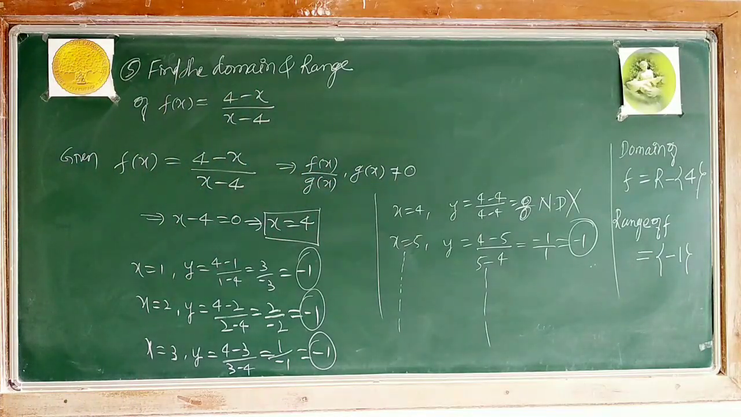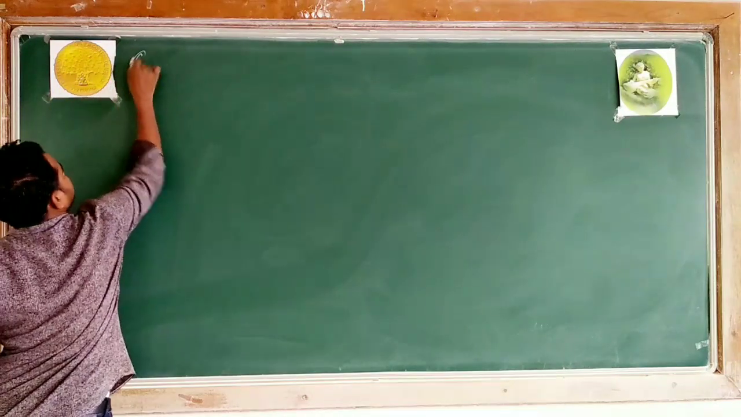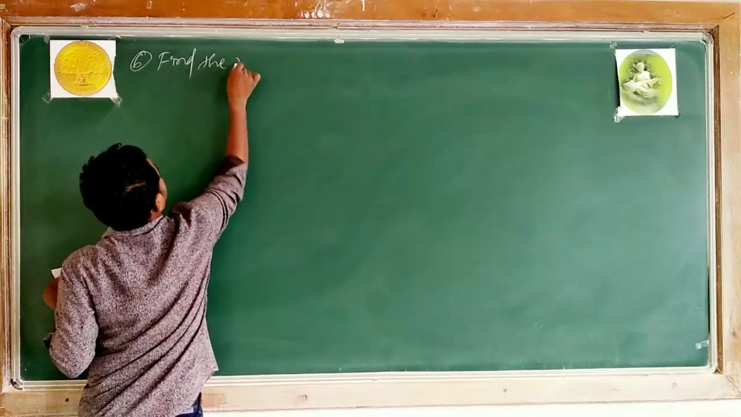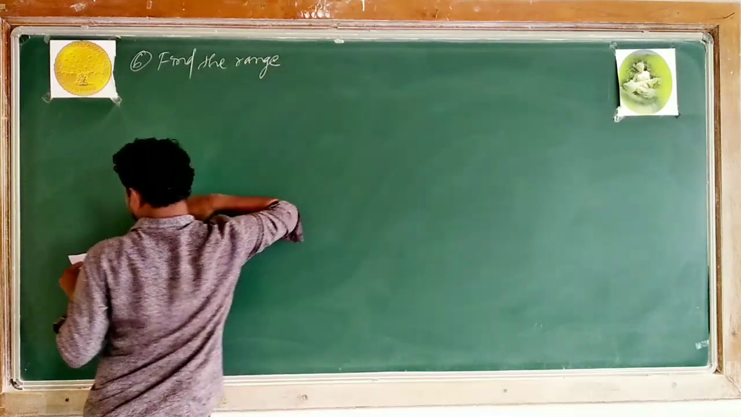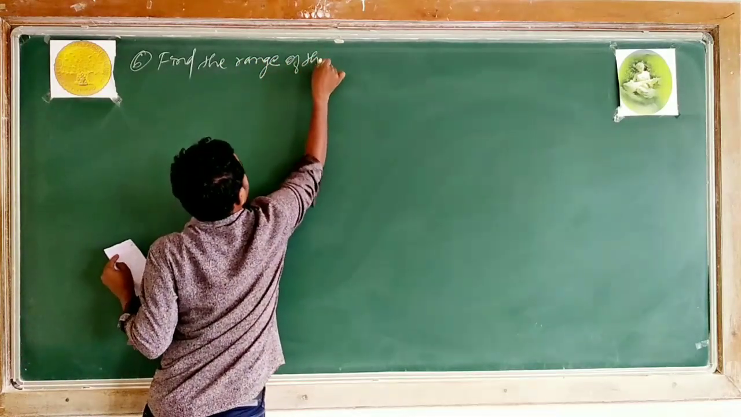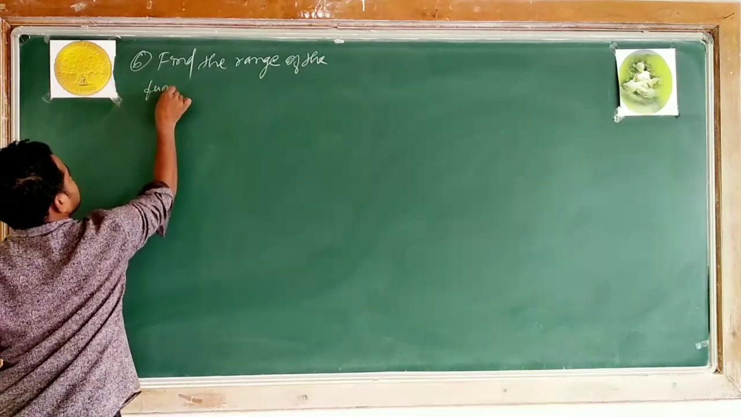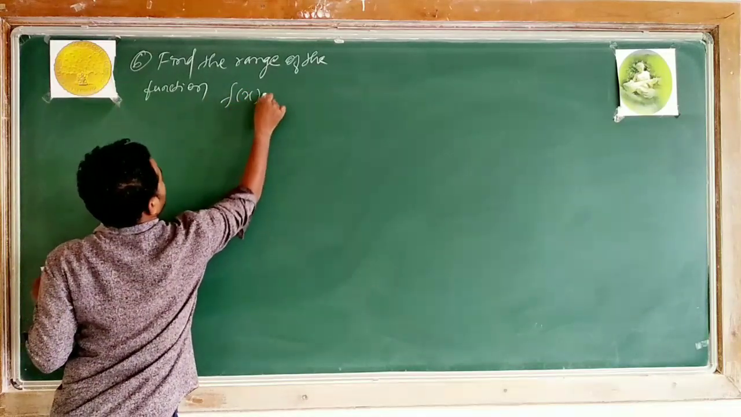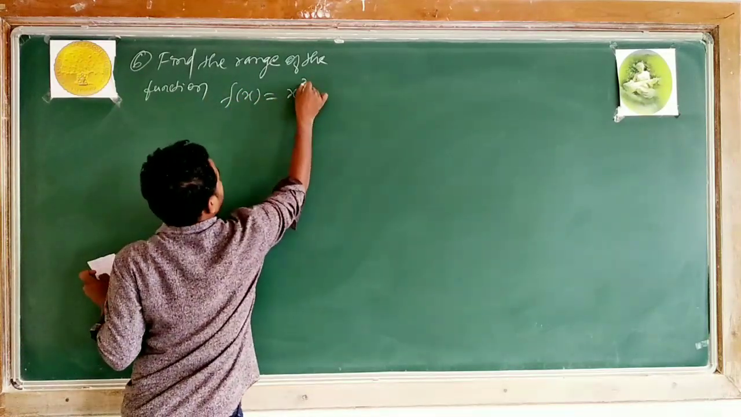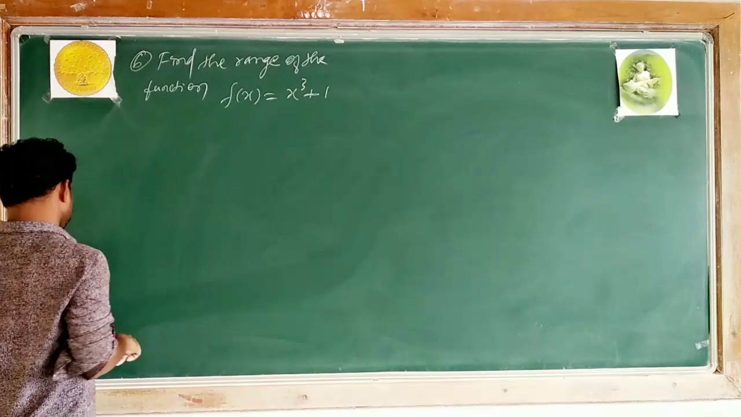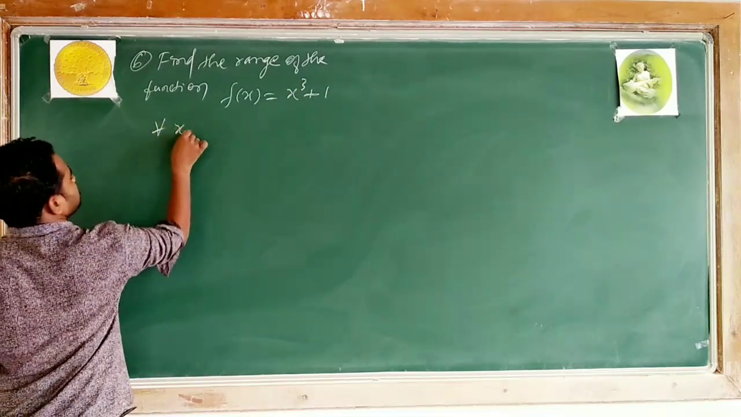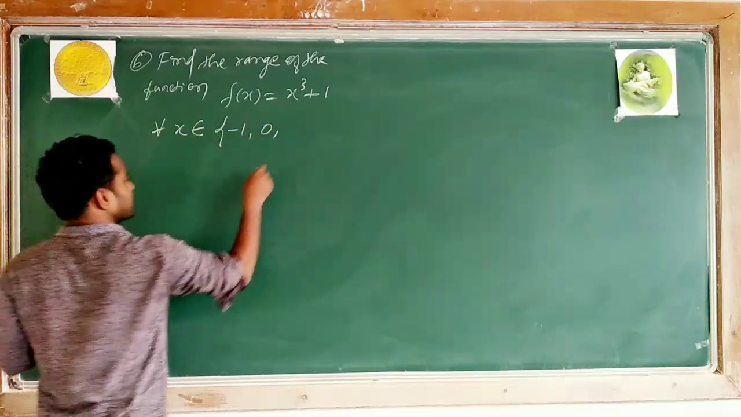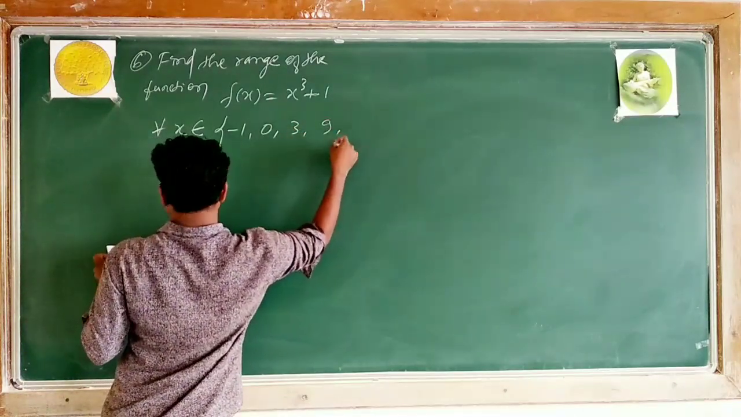Okay. Copy this. Sixth one. Find the range of the function f of x is equal to x cube plus 1, for all x belongs to minus 1, 0, 3, 9, 7.